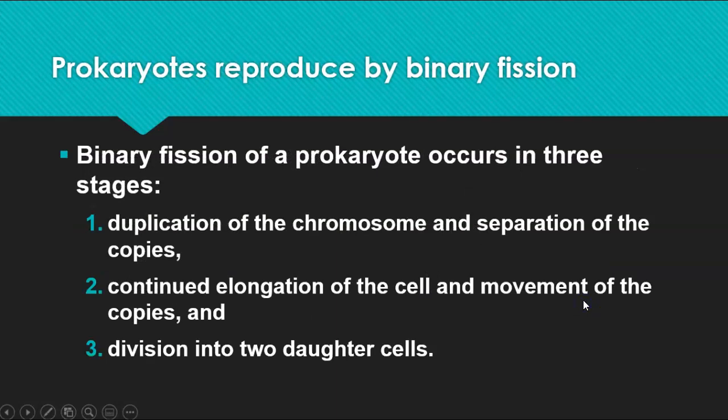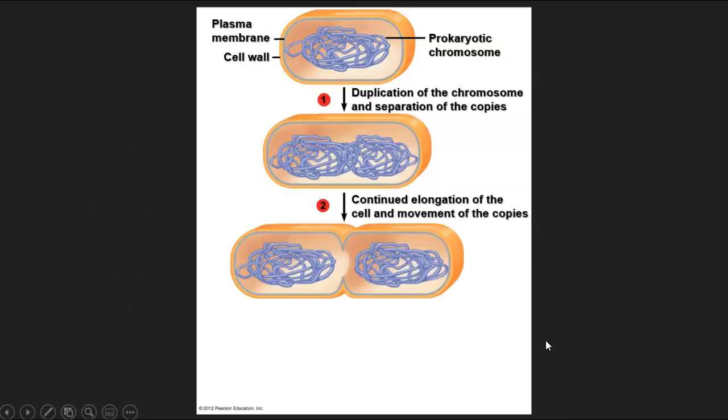There are 3 stages of binary fission. First of all, the chromosome has to be duplicated, like we talked about in class. You've got to make sure that each cell has its own full copy of the DNA and that it's a correct copy. Then you need to separate those copies from each other. The cell needs to continue growing and move those copies apart, and then divide into 2 daughter cells that are more or less equal in size and complements, and definitely equal in the case of the DNA.